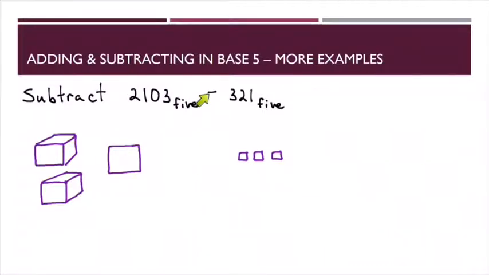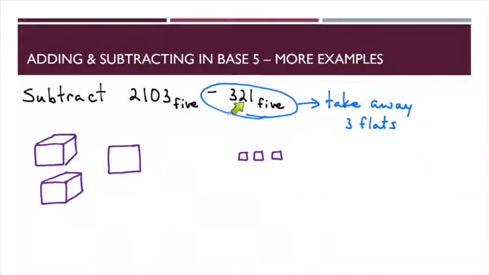So now what does it mean to subtract 321? Well, that just means that we need to take away 3 flats, 2 longs, and 1 unit. So you can see that we don't have enough flats to take away 3, and we don't have any longs, so how are we going to take away 2? And we do have enough units. We have 3 units, and we only need to take away 1.